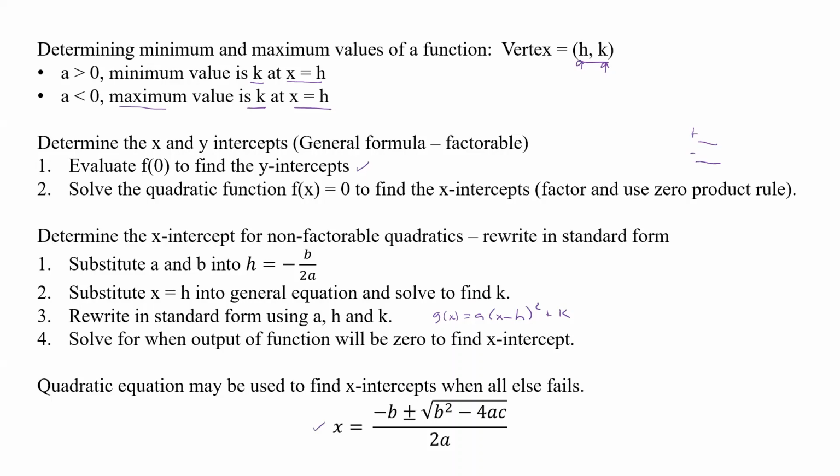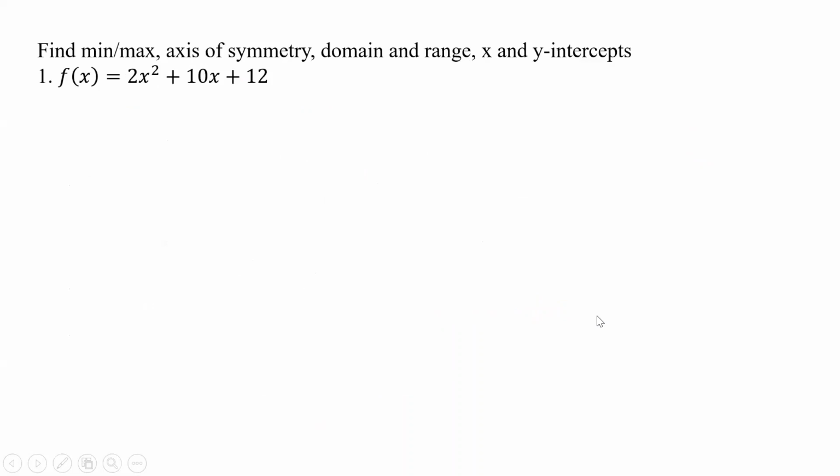And then we're going to go through these different steps on how to solve for the x- and y-intercepts. So our first one is going to be this: f of x equals 2x squared plus 10x plus 12. All right, so what do we need to do?